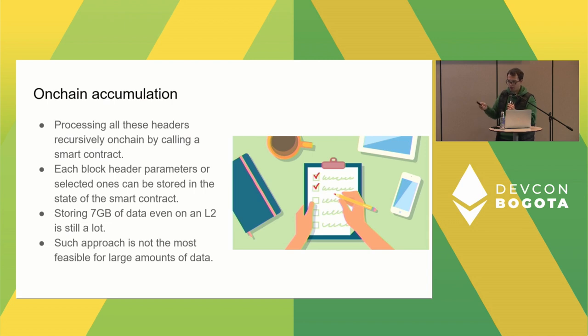And now we can store all these headers on the actual chain, but even storing on an L2, storing 7 gigabytes of data is still a significant cost because the state on an L2 is reflected as call data on L1. So it's still expensive either way. But the cool thing is that I have direct access to state roots or anything that I want to access.